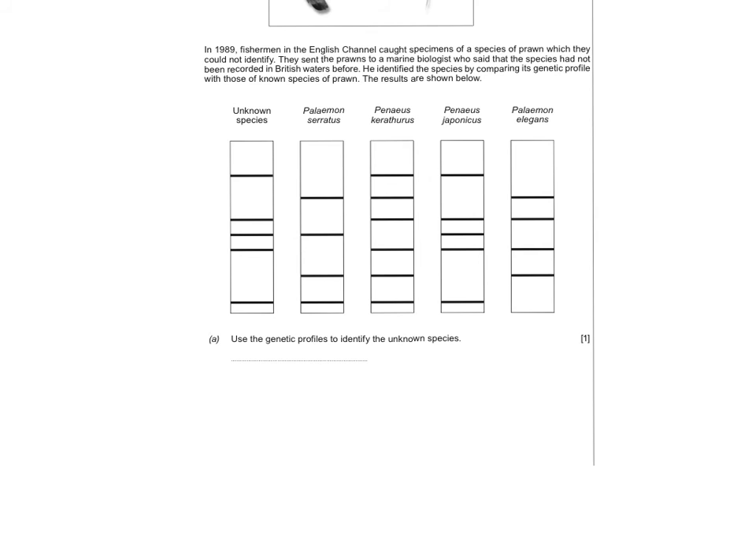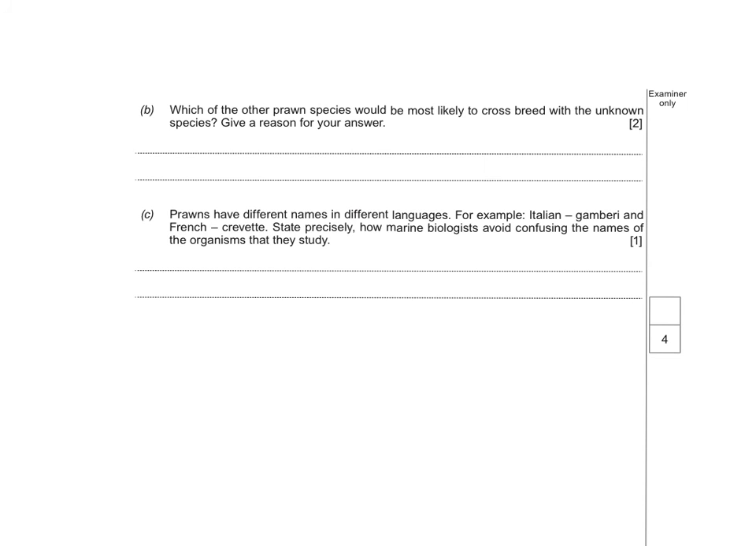Okay, so we are looking and we know that the unknown species has DNA markers here. So what will you do with the genetic profile? We're going to match up. So if we can see here that this species has the same. So our unknown species of shrimp is the Paeonus japonicus. Okay. And then question 8, which of the other prawn species would most likely crossbreed with the unknown species?